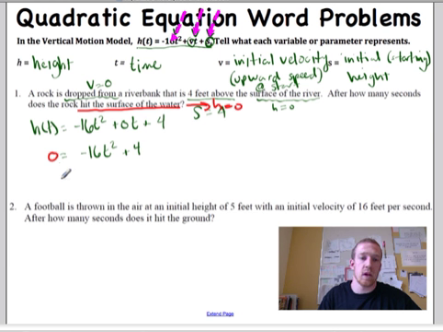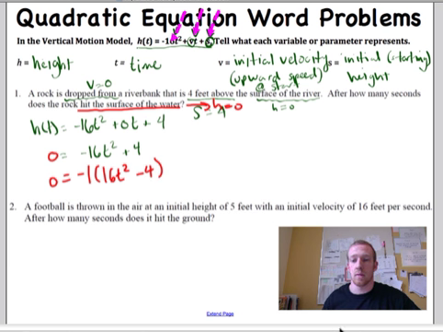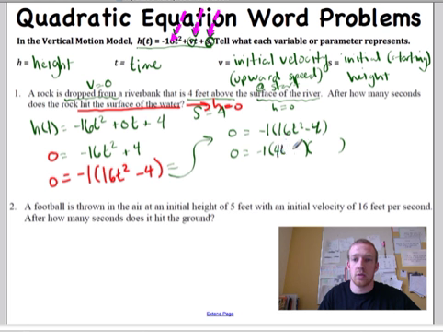I'm going to factor out a negative 1, and that leaves me with a positive 16 t squared minus 4. Now this is the difference of two perfect squares, just like we solved the class before. So 0 equals negative 1 times 16 t squared minus 4. Now let's factor this. This factors to a 4t minus 4 and a 4t plus 4.